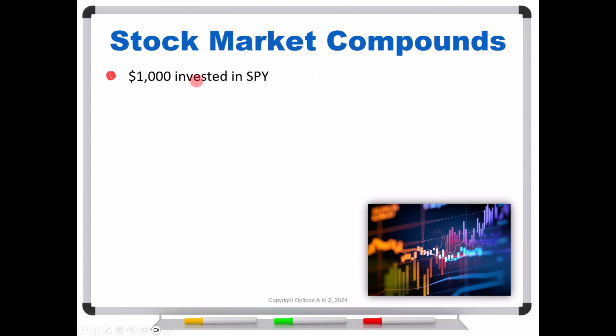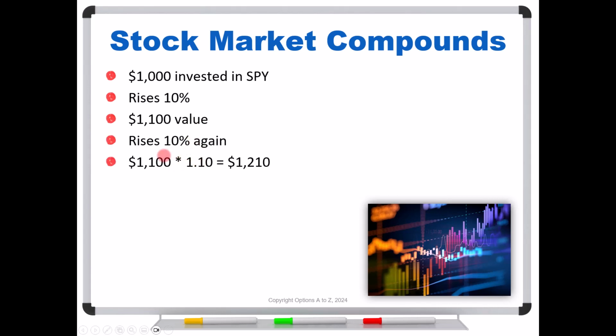Let's say you have $1,000 invested in maybe the S&P 500 in the SPY, and it rises 10% at the end of the year. Now, that balance is going to show 1,100. And if it rises 10% again, now you're going to earn 10% on the 1,100. So the stock market does compound, but the question was, what about the dividends?